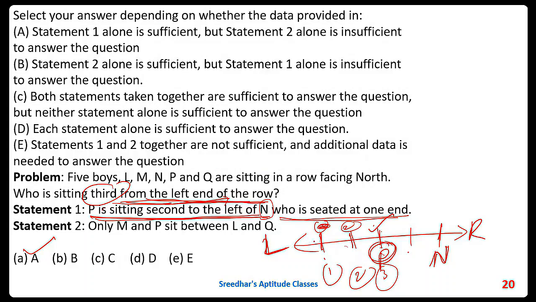So this is the left end of the row. So one, two, three, third. Not from here. I got your point. So it's like third from the left end of the row. See, extreme left. First from the left end. Second from the left end. Third from the left end. Fourth from the left end. Fifth from the left end.